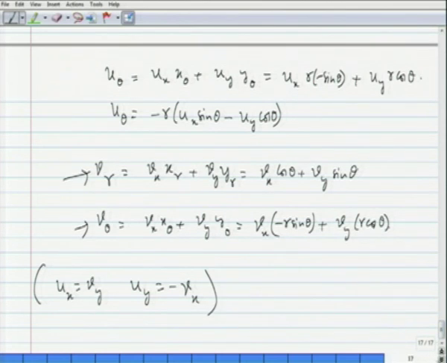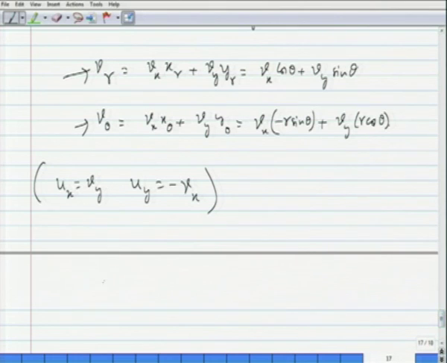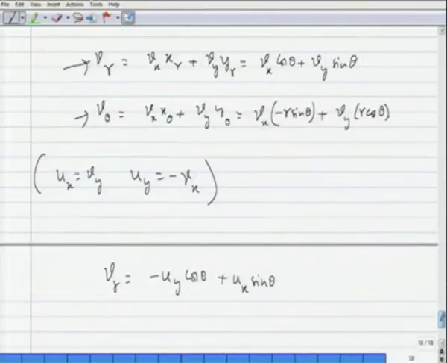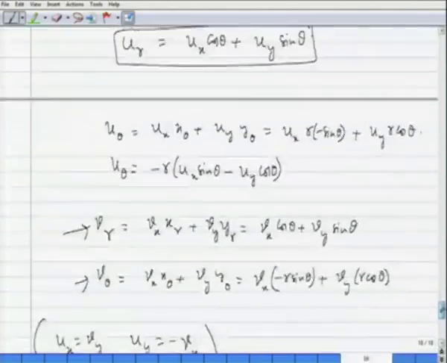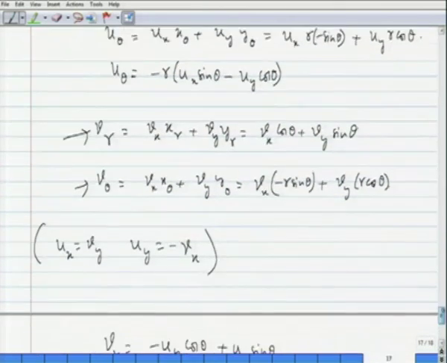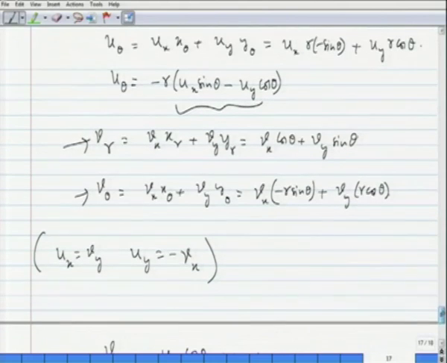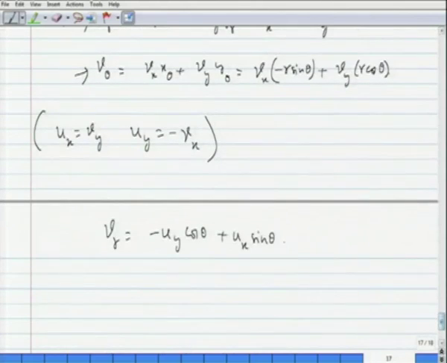Okay. So, using those, what we get is v r is equal to v x is minus u y cosine theta plus v y is u x sin theta. And notice from one of the preserved expressions, this is minus u y cosine theta plus u x sin theta appears here. Okay. So, this is minus 1 by r times u theta.